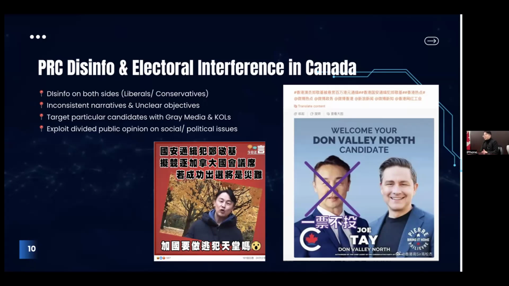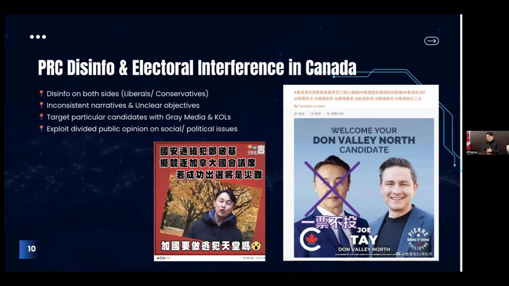But there is one exception, which is to target certain candidates that they really hate. So for instance, this guy, Joe Tang, he's a Canadian Hong Konger. He has been wanted by the Hong Kong government under the national security law because of his support for the pro-democracy movement a few years back.